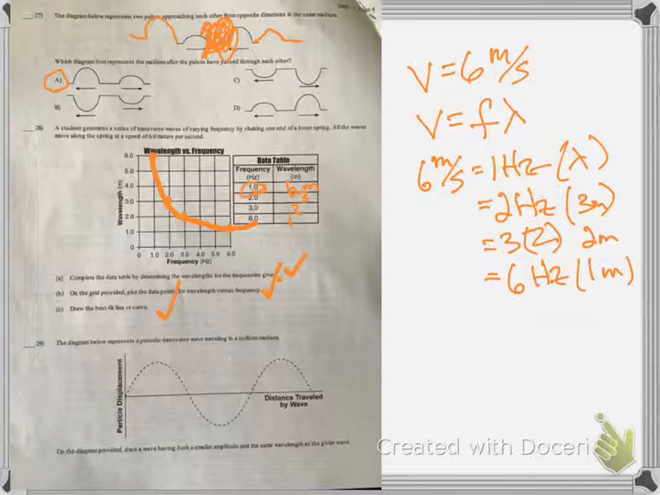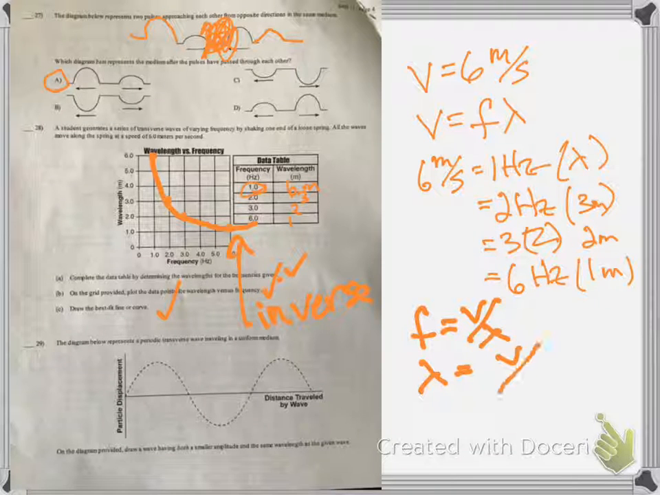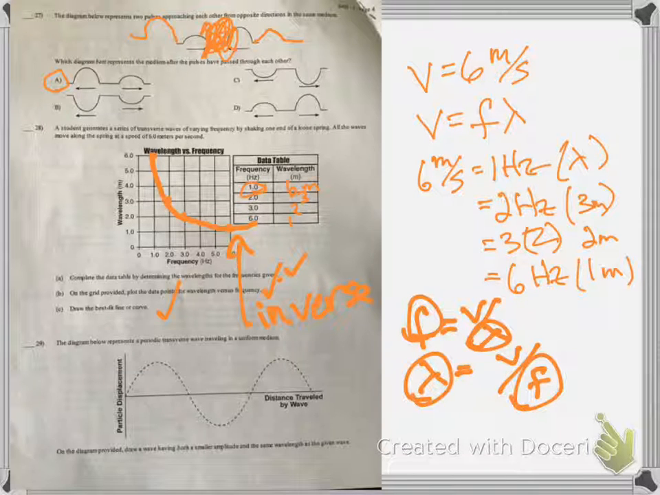So what type of relationship is this? It's an inverse relationship, which we knew, because if we solve for f, it's v over lambda, or if we solve for lambda, it's v over f. Either way, lambda and f are inverses of each other, so the graph should look like that.